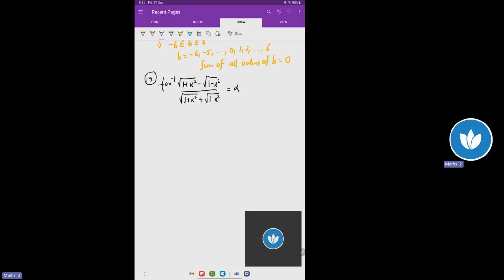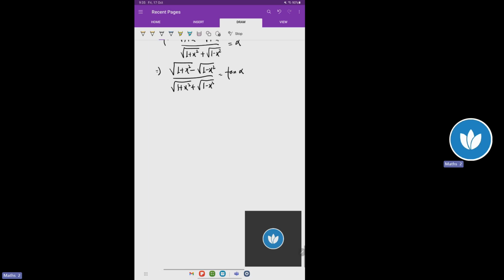This is equal to alpha. Then x square is equal to... Now if you see this question, we can shift tan to that side. This is tan alpha. Now let's use componendo and dividendo. If you use componendo and dividendo, let's add these two first. Let's do denominator minus numerator. This is going to be 1 minus x. So let's add this first and let's subtract this. It would be like this: 1 plus x square upon 1 minus x square.